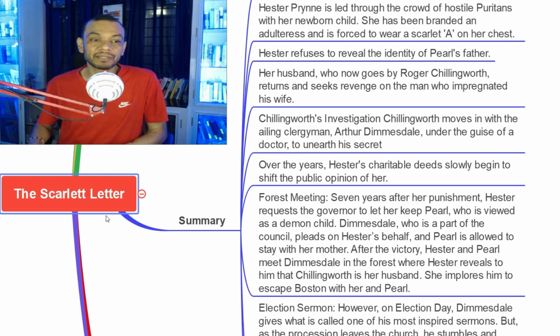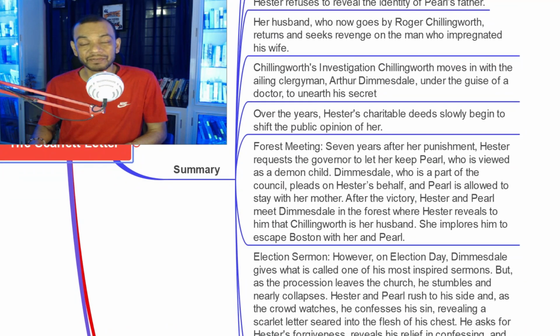And now we have an important scene, the forest meeting 7 years after. Remember, after 7 years, the child is to be taken away because she is treated as a damned child by the church. But here, what happens is that Dimmesdale, part of the council, pleads on Hester's behalf, and she is allowed to keep her child with her. And after that, in the forest, she tells Dimmesdale that Chillingworth is her husband and asks him to come with her and leave Boston.